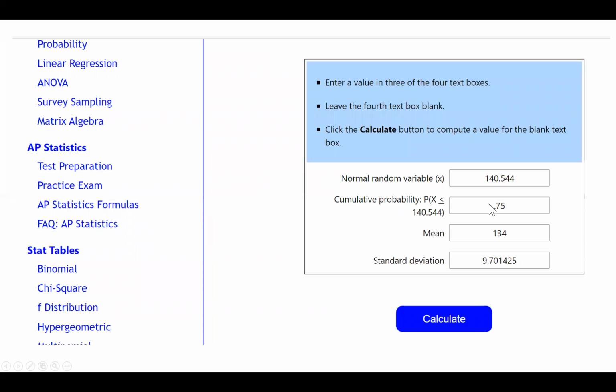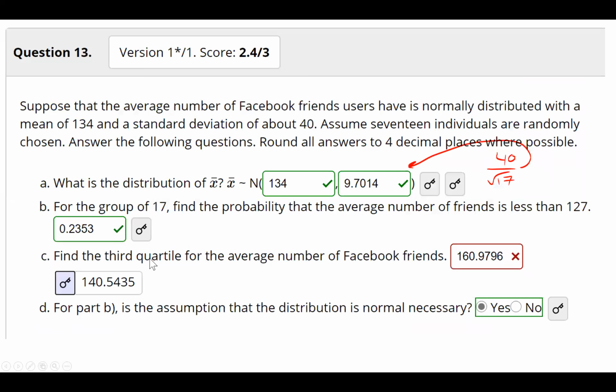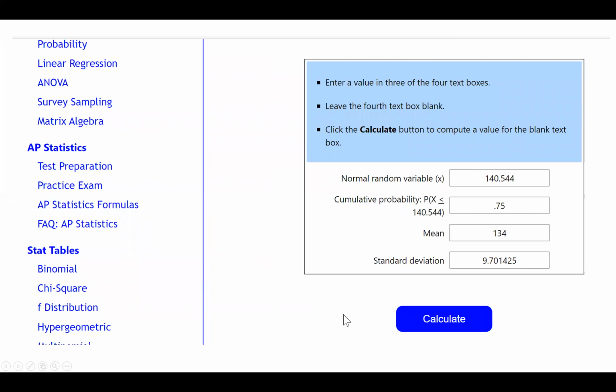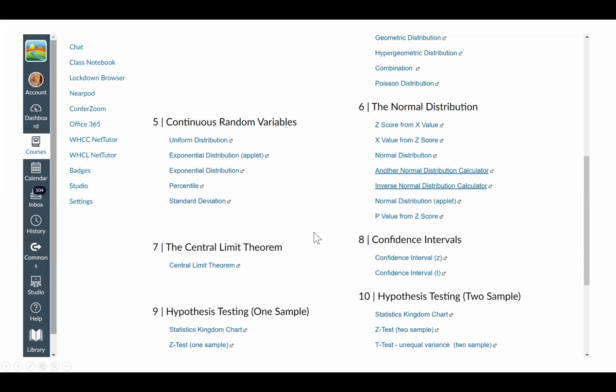Then it also says find the third quartile. So let me go back real quickly here. Let's find the third quartile for the average. Notice I'm not trying to find the probability again. I'm trying to find the value. If I'm trying to find the value, I'm going to go to this little piece here. All right, punching in 75%, and we get ourselves 140.544.